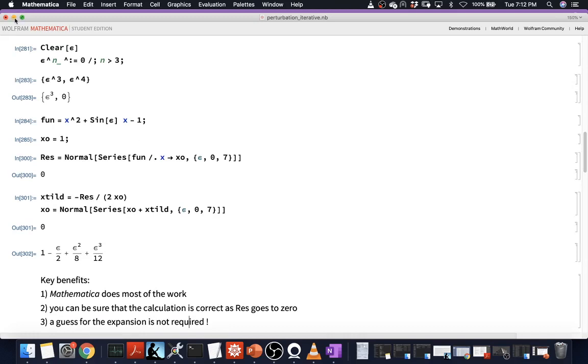Okay, so with that, we will pause our Mathematica demo and go back to paper and wind up this lecture by considering a case of singular perturbation.